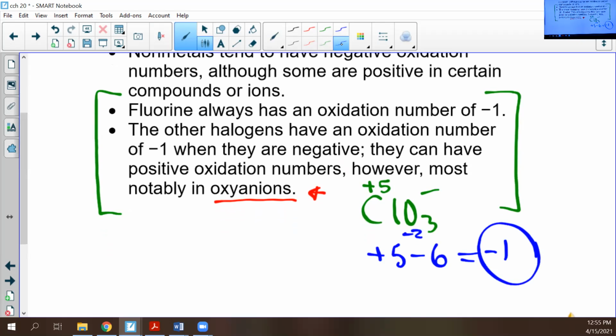Oxygen, its element form is 0, so that'd be like diatomic. Yep, diatomic oxygen would be 0. Fair enough. Okay.